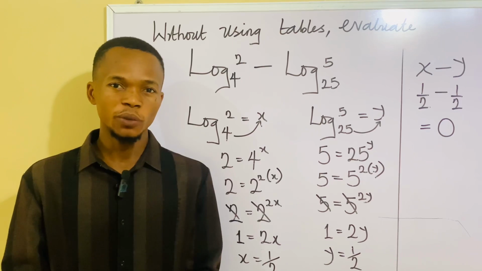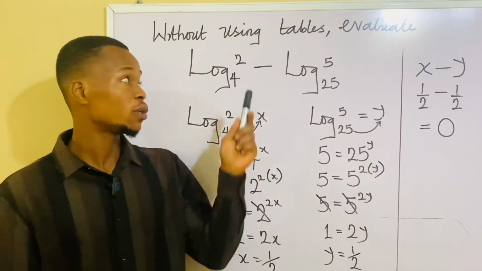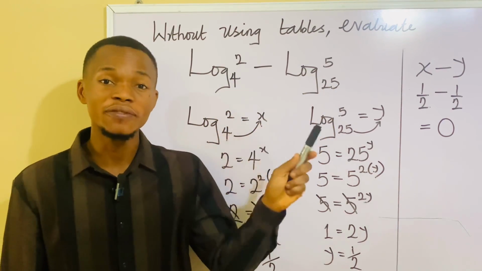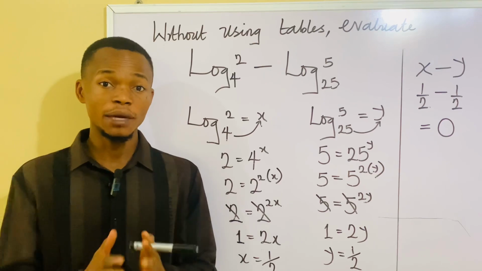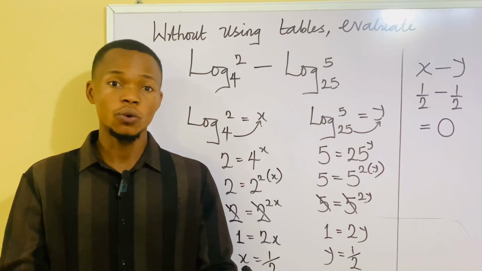Now, if you look at the question we have on the board, you notice that both the logs don't have the same base. The first one is log 2 to base 4, while the other is log 5 to base 25. Since both of them don't have the same base, I can't bring them together. Then I have to consider both of them as a single log completely.